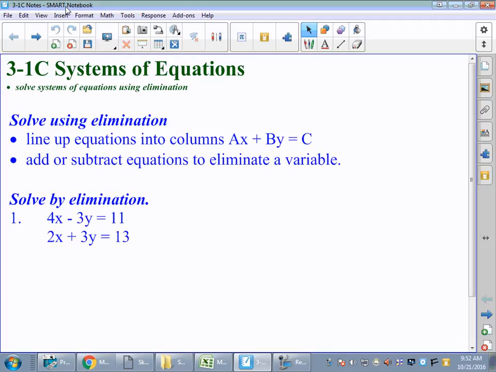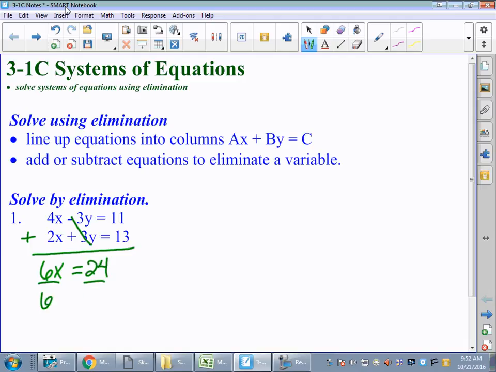If we add these two equations together, a 4x and a positive 2x make a positive 6x. A negative 3y and a positive 3y cancel, and they become 0y, and they go away. And that's the whole elimination. Then we have to add the numbers as well. So 11 plus 13 is 24. Now we can just solve for x. So you divide by 6. x is equal to 4.